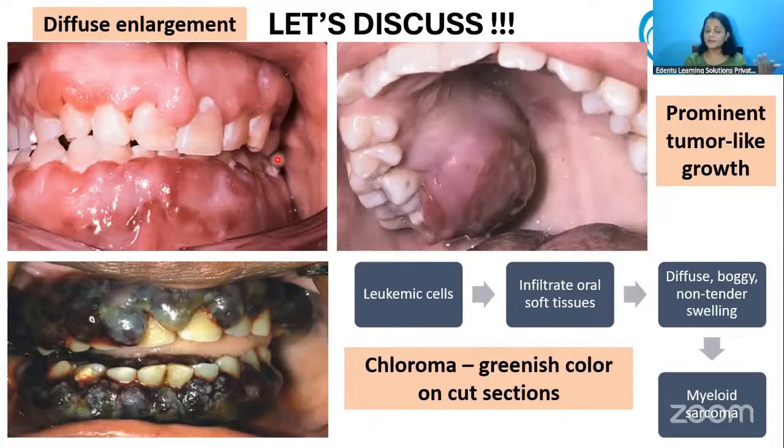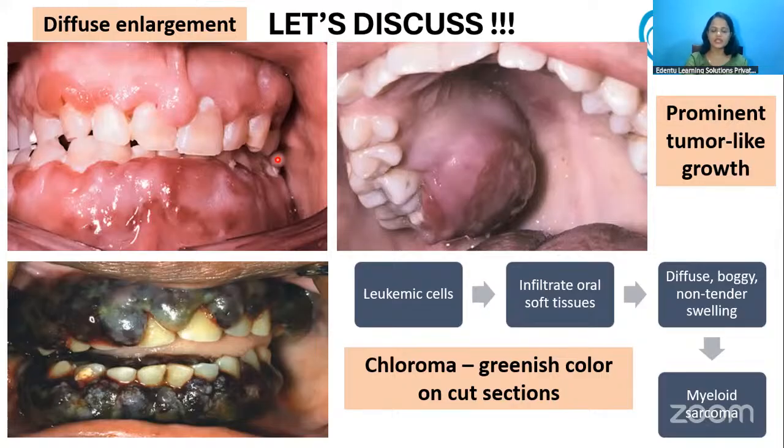Earlier it was called chloroma, because when you cut this tissue, a green color is seen. So that's why it was earlier called chloroma. But now that word is not used. Now we use the word myeloid sarcoma.